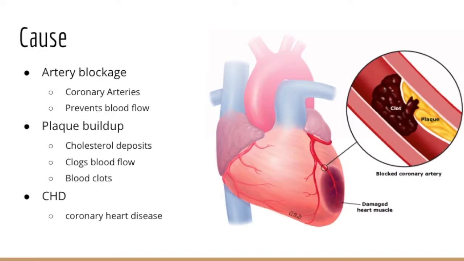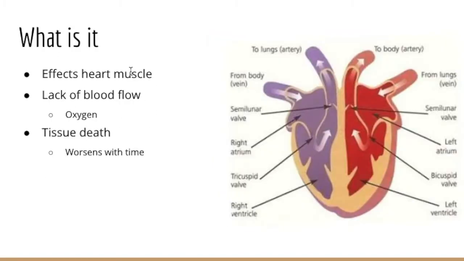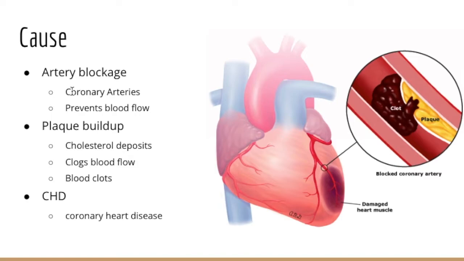So the causes. The main cause of a heart attack is an artery blockage, specifically a blockage in the coronary arteries, which are the arteries that send oxygen to the heart muscle. When there's a blockage in these arteries, it prevents blood flow and prevents oxygen from being delivered to the heart tissue. Artery blockages can happen due to plaque buildup. Plaque buildup is basically cholesterol deposits building up in the arteries, which clogs up the blood flow and causes blood clots to form.